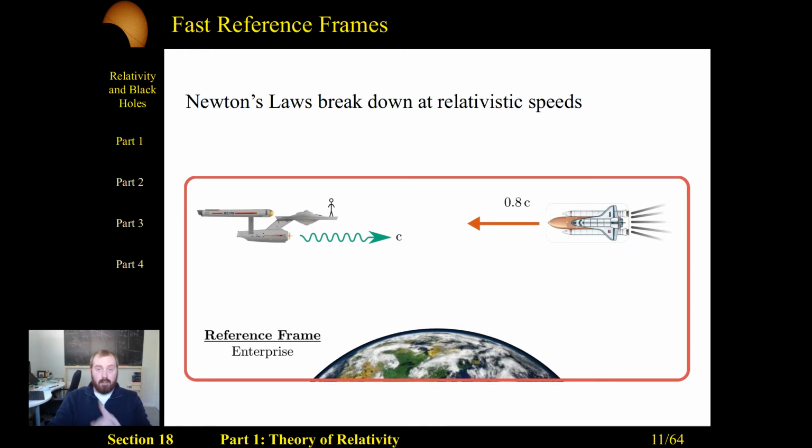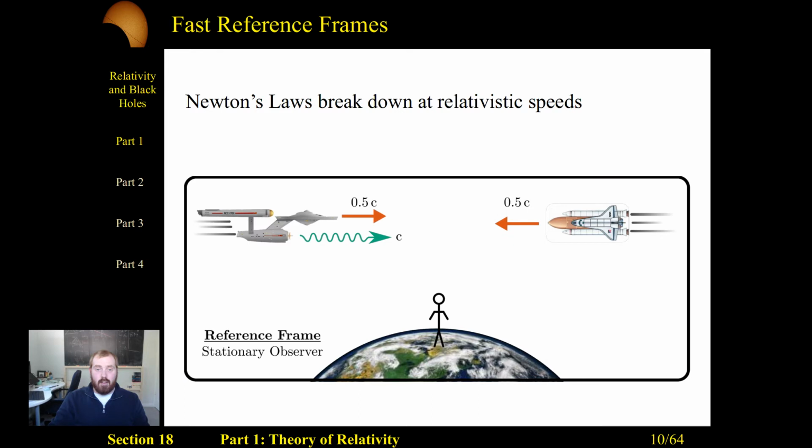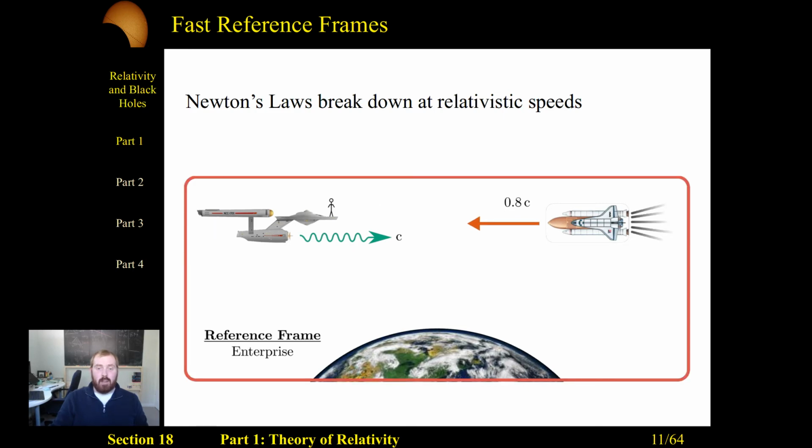Going back a bit, in our stationary frame, these guys are moving at half the speed of light. And with the cars, we would just add up the velocities. But at relativistic speeds, 0.5 plus 0.5 does not equal 1. Speeds do not add up correctly anymore. This is what I mean by Newton's laws breaking down. In this frame on the Enterprise, you see a shuttlecraft flying at you at 0.8, 80% the speed of light.